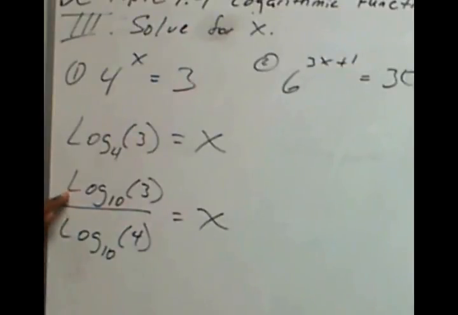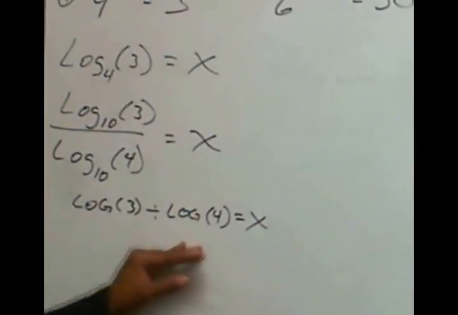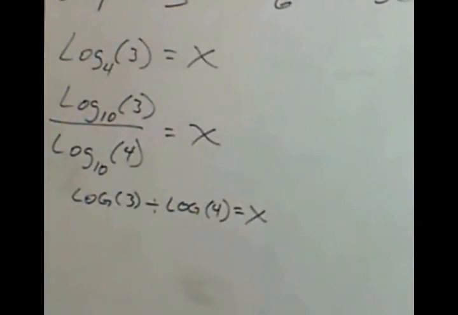And now, to get log base 10, you will press the log button, and then you will type in 3 and close parenthesis, then hit your division button, type your log button again, then type in 4, close that parenthesis. Then when you press enter, you're going to get the value 0.792, and that'll be your approximate answer for x.